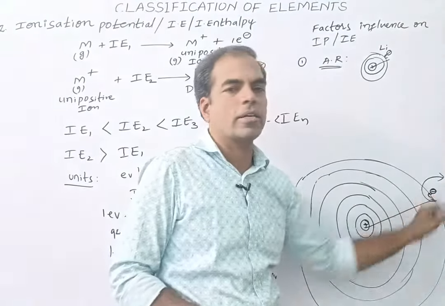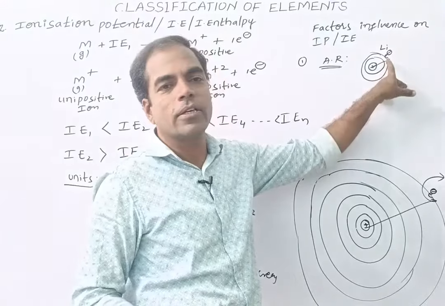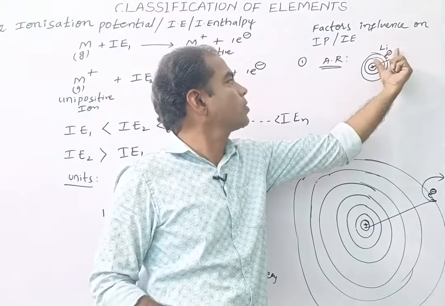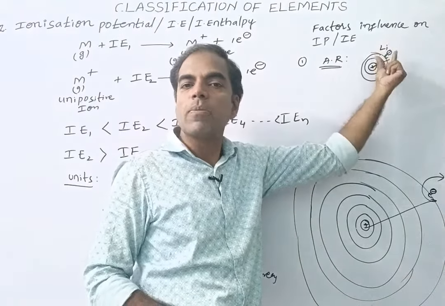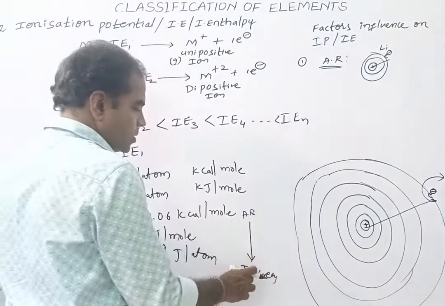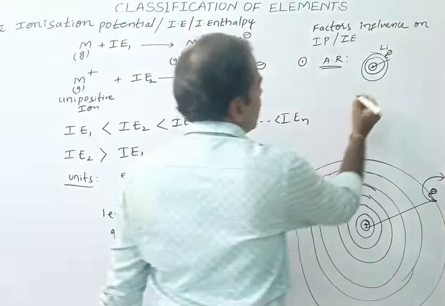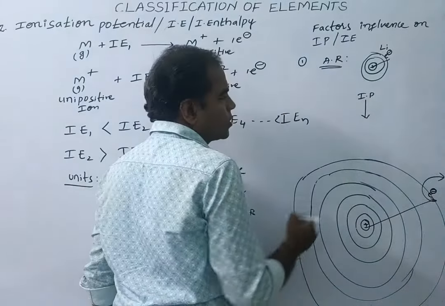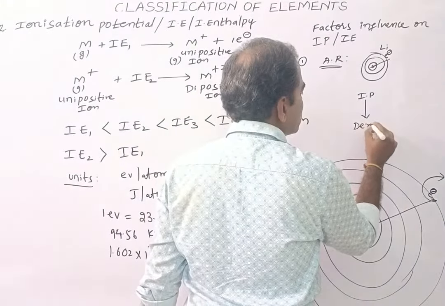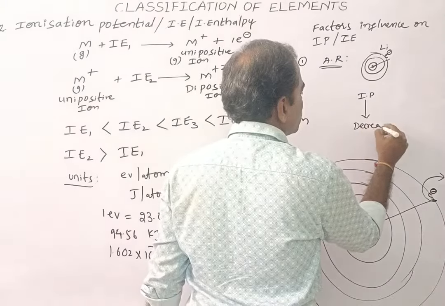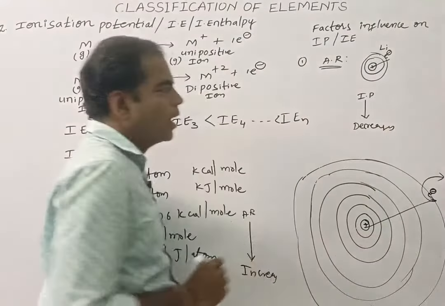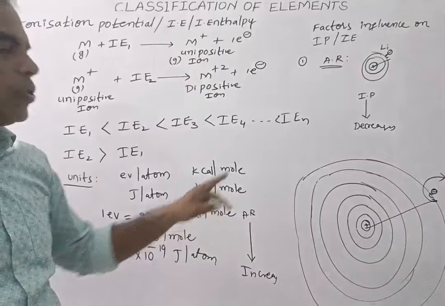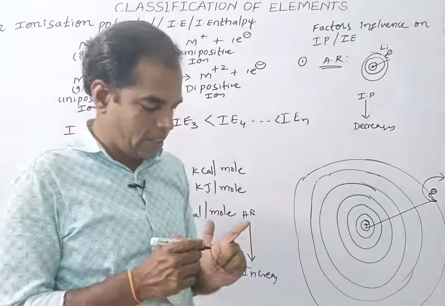We can easily remove the electron, but here it is very difficult. That means strongly attracted towards the nucleus because of small size. See, atomic radius down the group increases. Then ionization potential down the group, what happens? Ionization potential down the group decreases. Is it clear? IP down the group decreases due to increasing atomic radius.